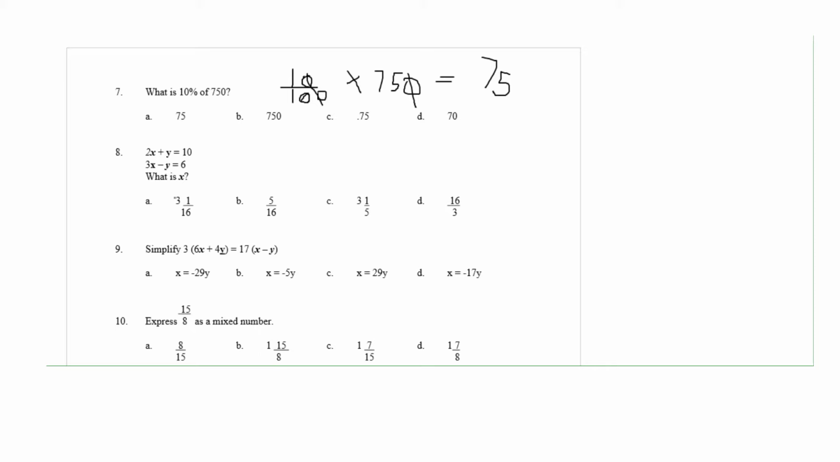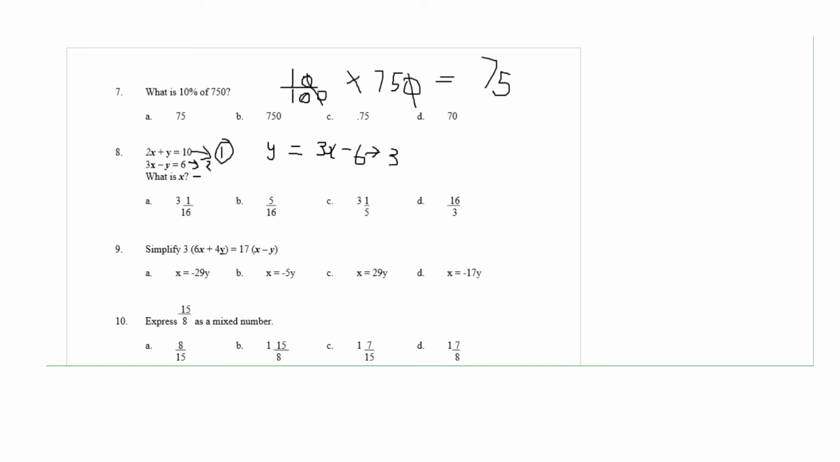Okay, so this one is a simultaneous equation. It's asking us to find x. So what I'm going to do is label this equation 1. And I'm going to label the second equation 2 here. So I'm going to use equation 2 and solve for y. So you get y equals 3x minus 6. Okay, so that's equation 3.